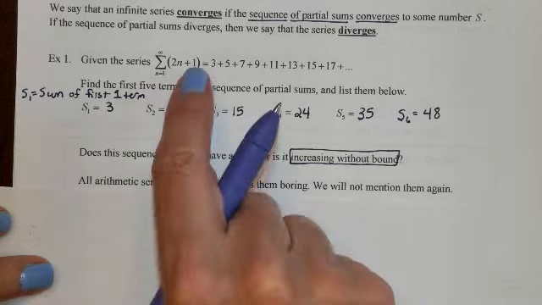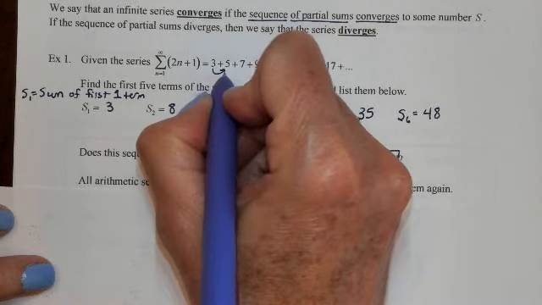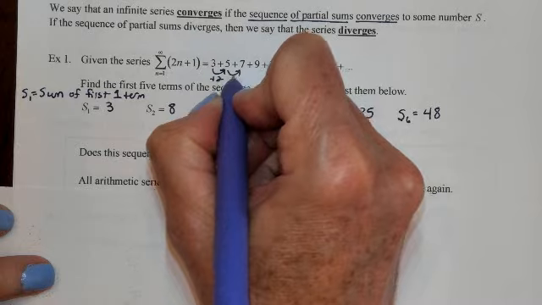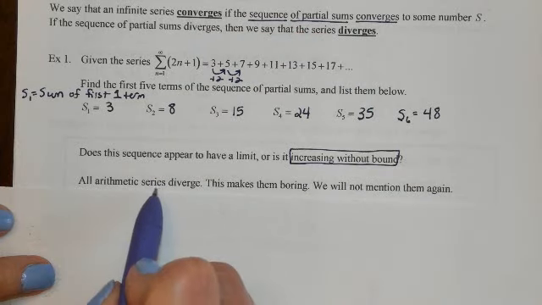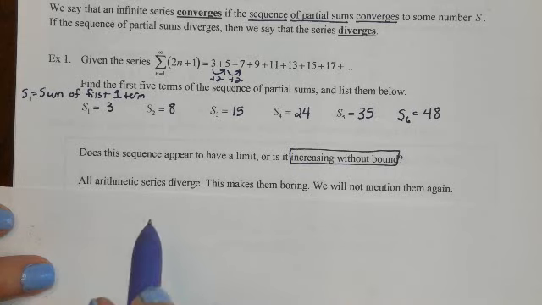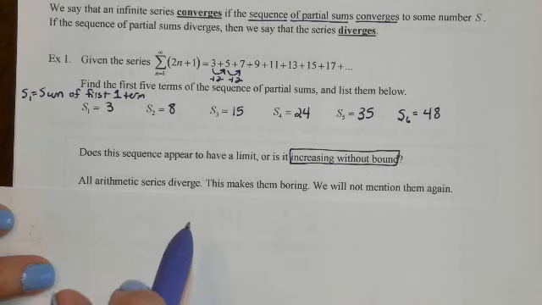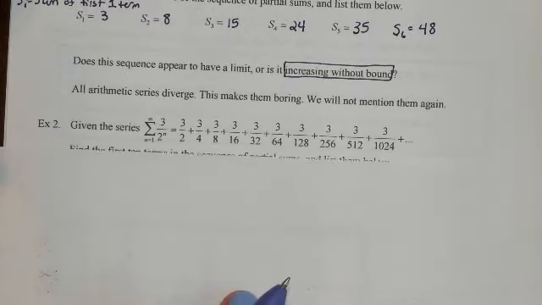Okay. This sequence is arithmetic, isn't it? Because we add 2 each time. All arithmetic sequences diverge. They just all diverge. So it just makes them not interesting to us. So we just won't talk about them anymore. Okay. Let's talk about this one. This one is not.